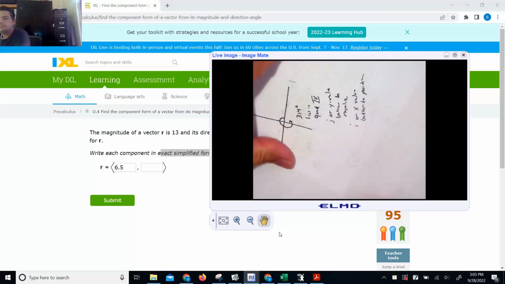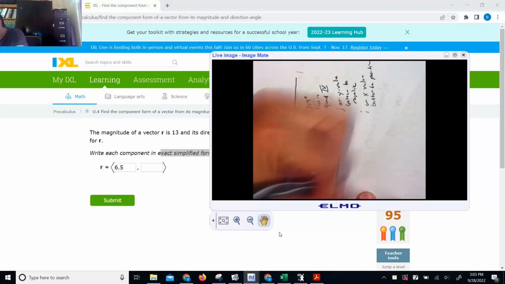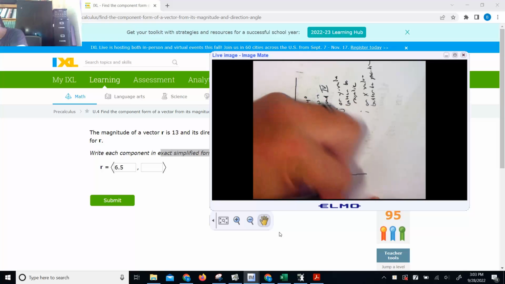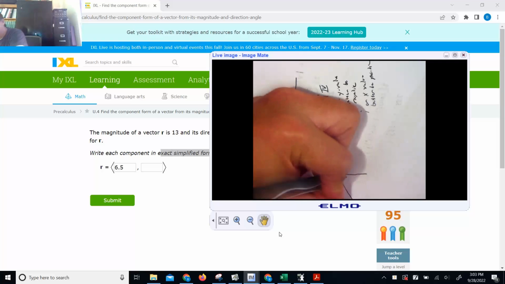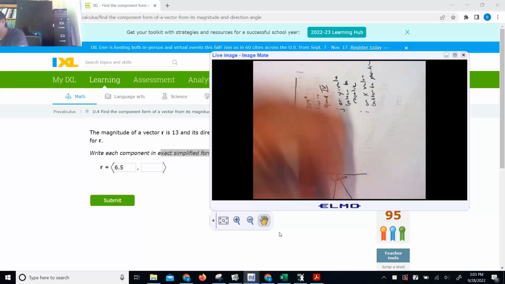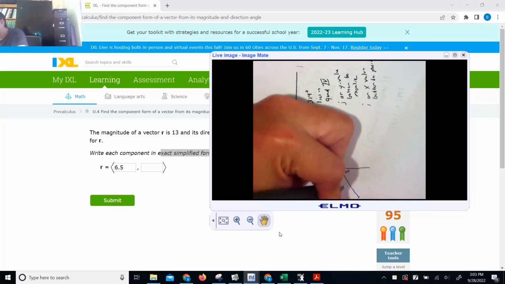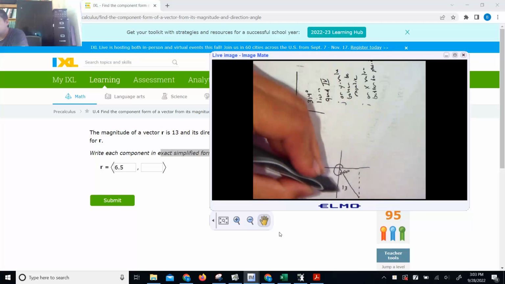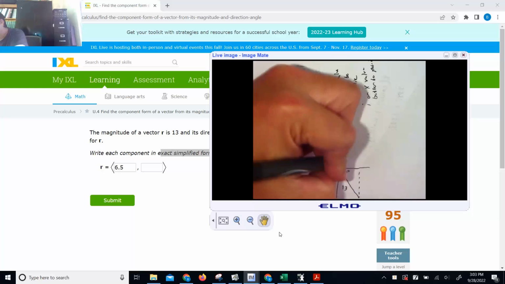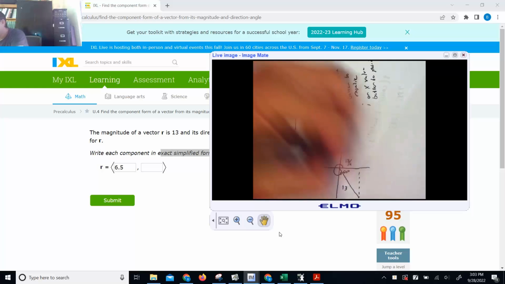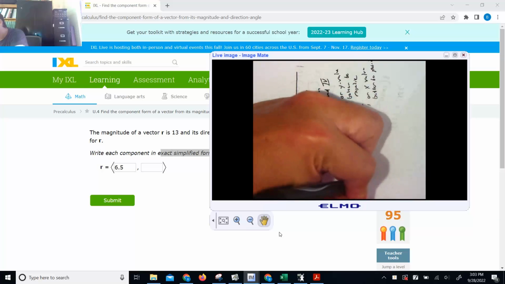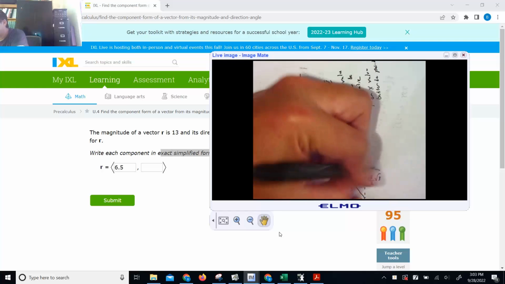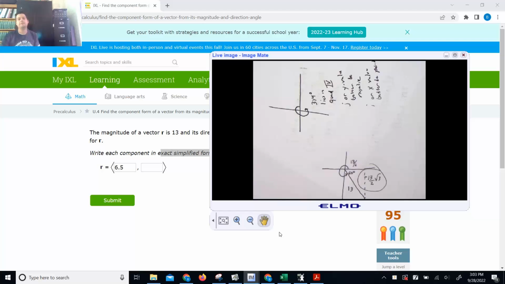So 300 degrees of rotation is going to leave you with a reference angle that measures 60 degrees. Now, what I know from the text is that this is 13. The short leg is half of 13, and the long leg is 13 over 2 times the root 3. Direction matters. This is negative. So that's negative 13 halves root 3.